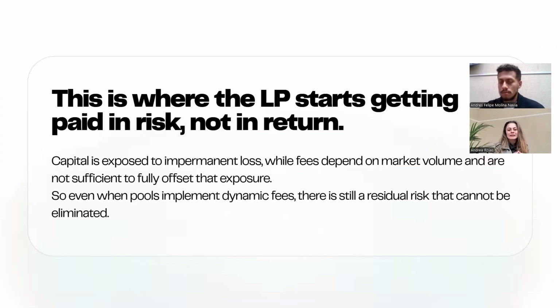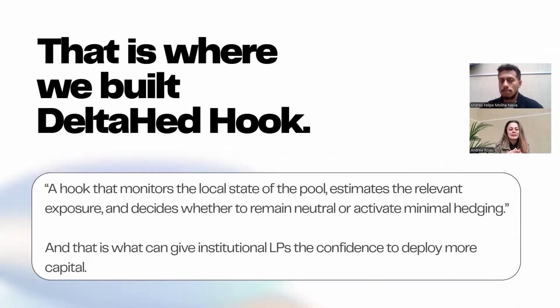That residual risk is exactly what we estimate, so it can be hedged. And that is what can give institutional LPs the confidence to deploy more capital into liquidity pools. This is why we built the DeltaHed hook, a hook that monitors the local state of the pools, estimates residual LP exposure in real time, and activates minimal hedging only when needed.